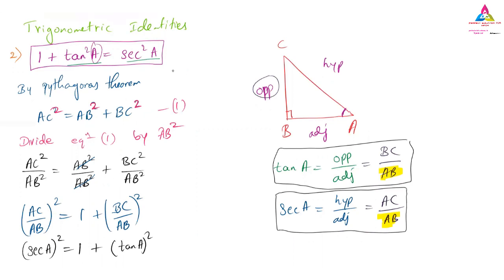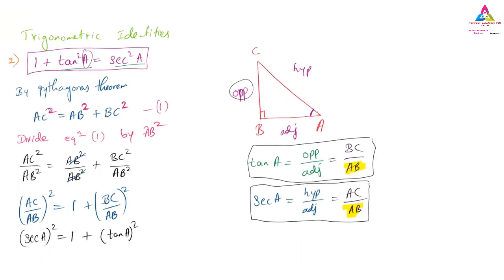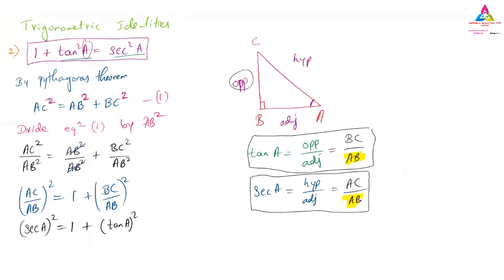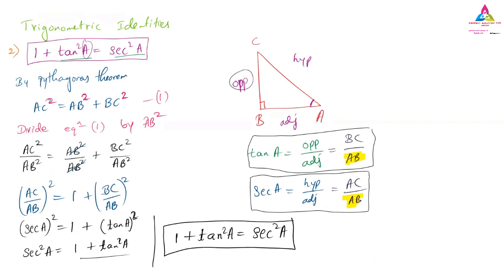Now I will take it a little bit down so it will be possible for me to write it. Here we have that secant A can be written as secant square A, that is equal to 1 plus tan square A. Here we got the square inside the bracket, so we can rewrite it. First I write 1 plus tan square A on the left-hand side, that is equal to secant square A, and this is our second identity of a trigonometric function.